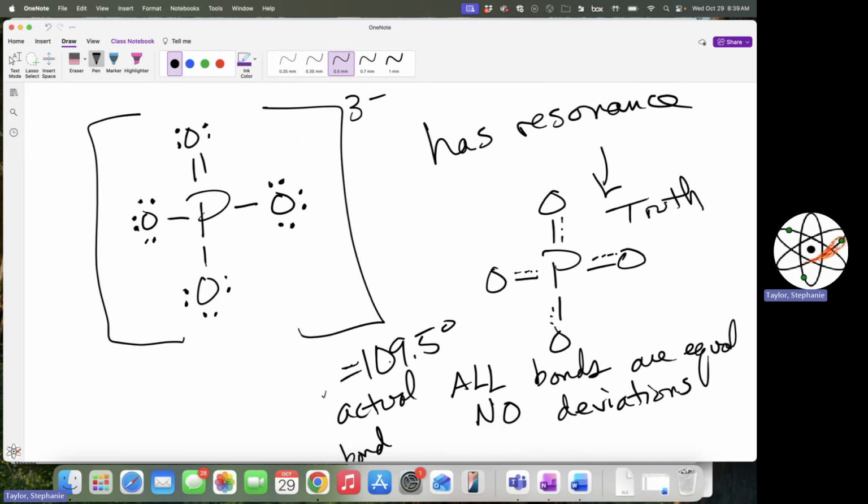So even though when you draw the Lewis structure, it looks like there should be deviations because it has a double bond and 3 single bonds, that Lewis structure is lying to you. That Lewis structure is an oversimplification. Phosphate has resonance, which means that that double bond is really spread out evenly across all 4 bonds. Since it's spread out evenly across all 4 bonds, there is no deviation, and the bond angle should be 109.5 since this is a tetrahedral molecule. So that's how resonance would apply.